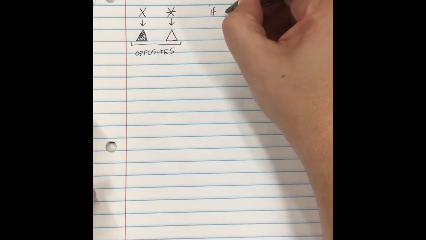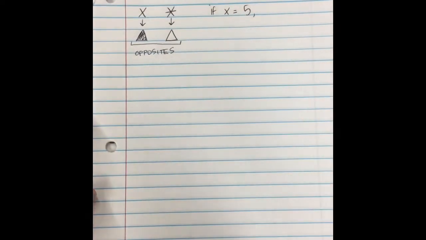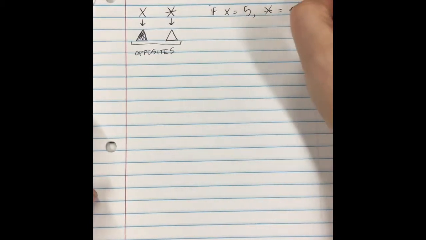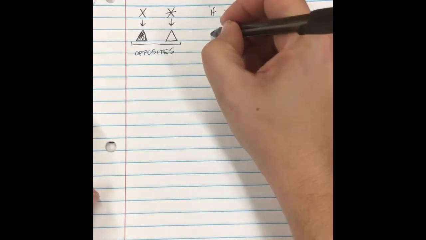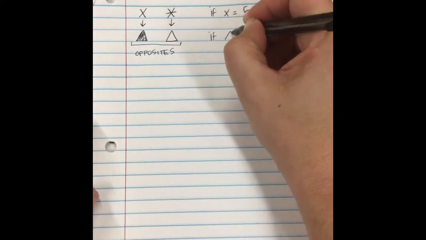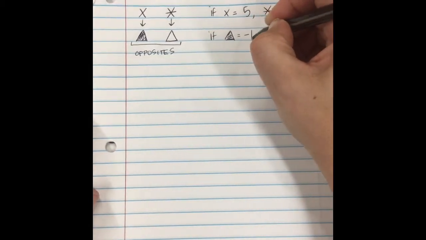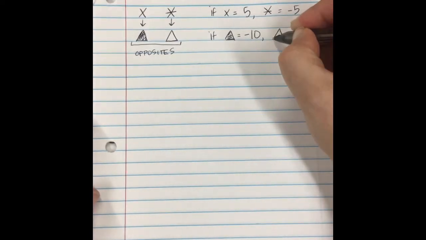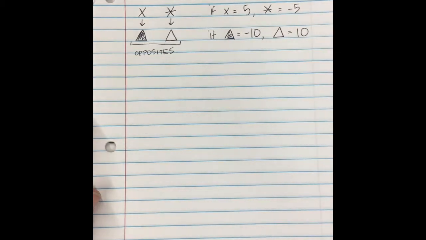That means that if x is 5, star would be -5. On the other hand, if x, or shaded triangle, is -10, star, or unshaded triangle, would be 10.